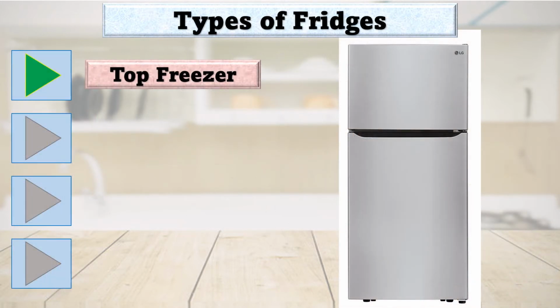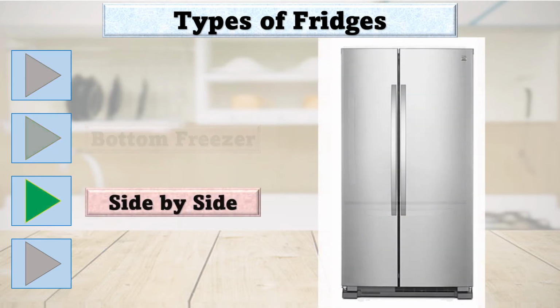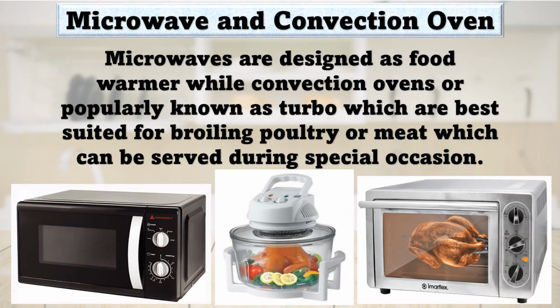Top freezer, bottom freezer, side-by-side freezer, French door freezer, microwave and convection oven. Microwaves are designed as food warmer while convection ovens are popularly known as turbo, which are best suited for broiling poultry or meat which can be served during special occasions.